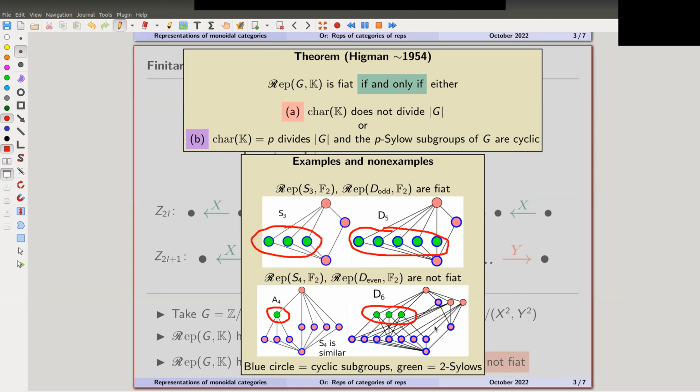In particular, I said again, if you like complex numbers or something, you're always good. It's just a matter of playing with the characteristic here. It's a very complete statement. I like it a lot. It's very complete, right? It's an if and only if.